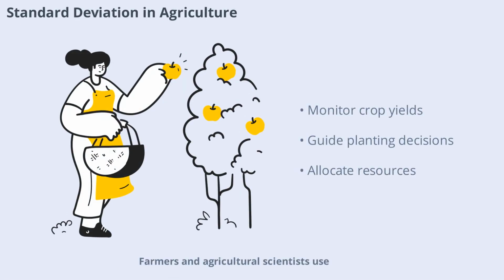Farmers and agricultural scientists use standard deviation to monitor crop yields. Low standard deviation means consistent harvests, while high standard deviation might indicate issues with weather, pests, or soil quality. This information guides decisions on planting and resource allocation.